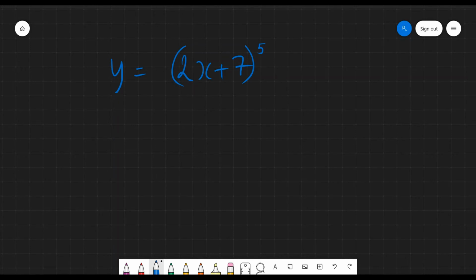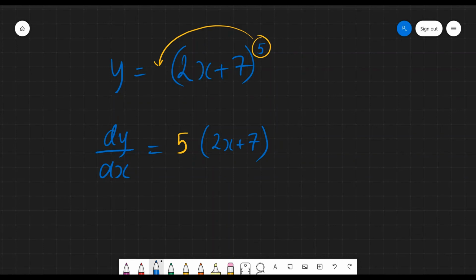So the first thing you do, just like regular differentiation, is we multiply the function with the power and we subtract 1 from the power. So dy by dx is equal to 5 times 2x plus 7 to the power of 4. So just like regular differentiation, we multiply by the power and subtract 1 from that power.